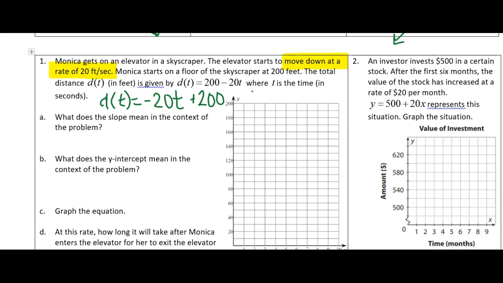So I can say something about the slope, meaning the context of the problem, that Monica is going down. This is going to be a lot harder than I thought to write the sentences, but please listen to it verbally. Monica is going down 20 feet per second.